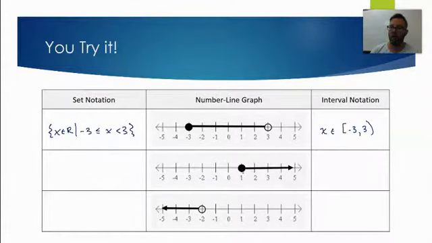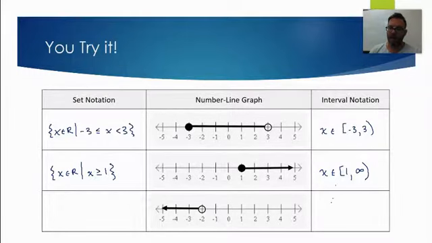Here, x is 1 or above. We're including 1. So square bracket on the 1. The upper bound is infinity, always a round bracket on our infinity. And in set notation, we would say x is any real number such that x is greater than or equal to 1.